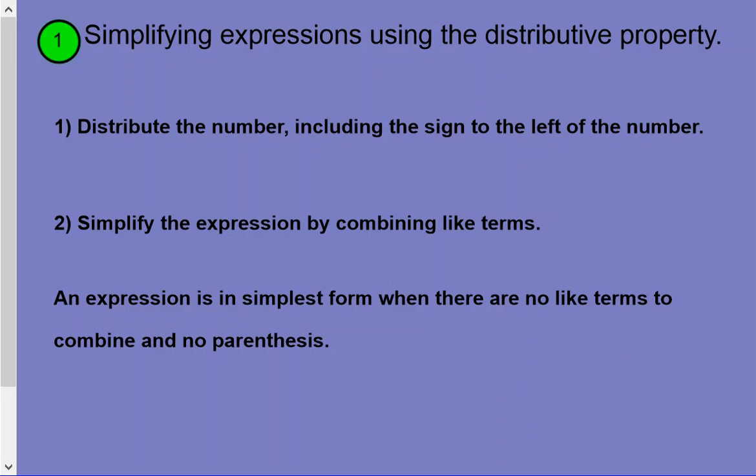When we use the distributive property, we're going to distribute the number including the sign to the left of the number. And we're going to simplify the expression by combining like terms. And remember, an expression is in simplest form when there are no like terms to combine and no parentheses left in our expression. Go ahead and pause here. Make sure you get this information down in your notes.